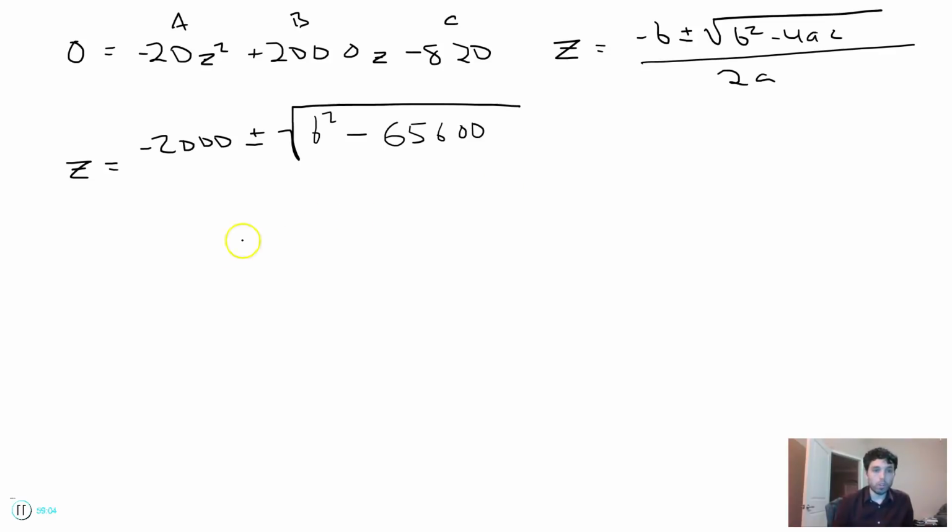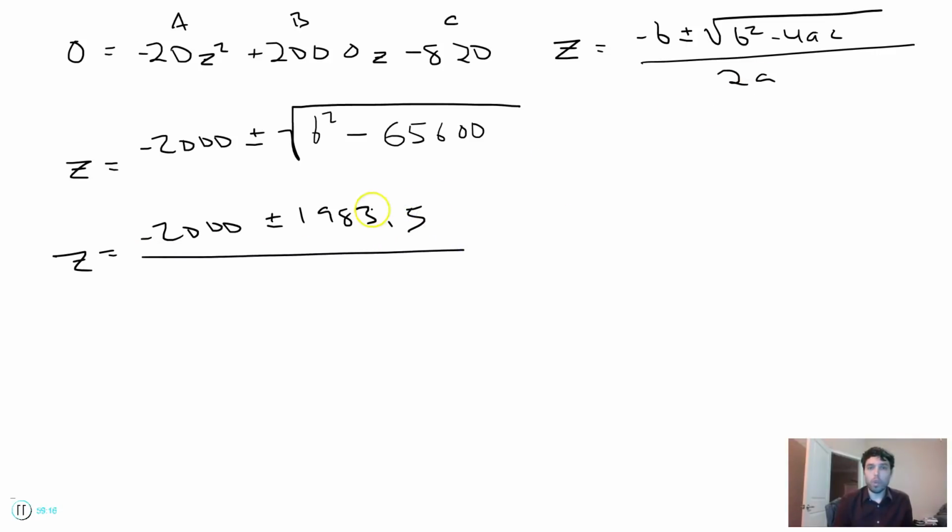All right, so under the square root we have z equals negative 2,000 plus or minus 1,983.5 divided by 2a. So a was negative 20, so 2a is negative 40, right? Let's do that. All right, so we're going to do z.